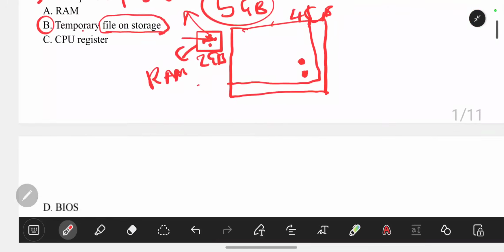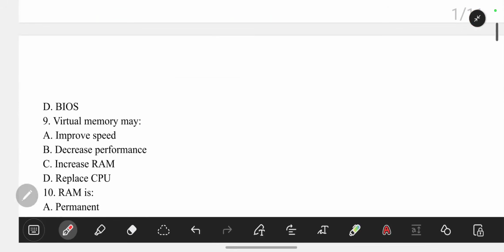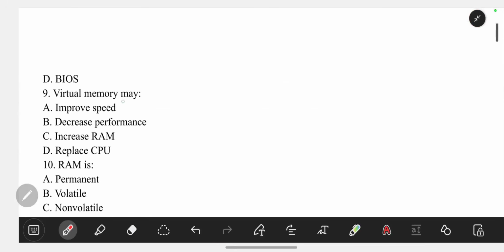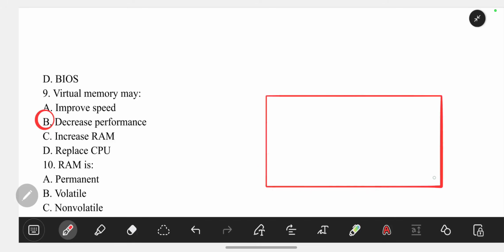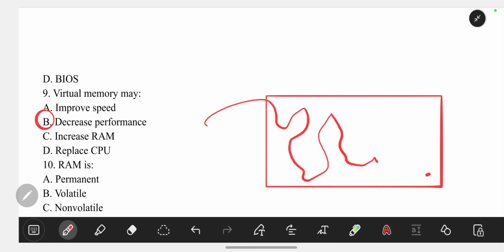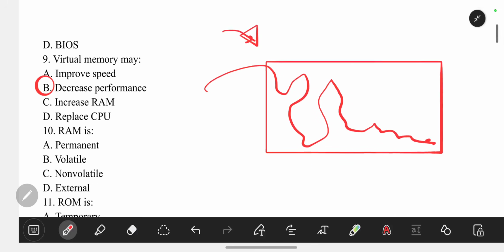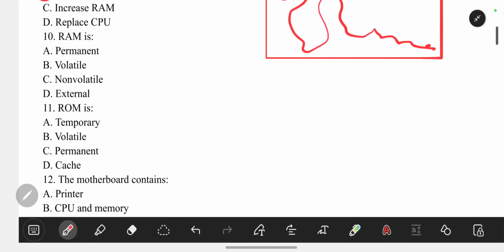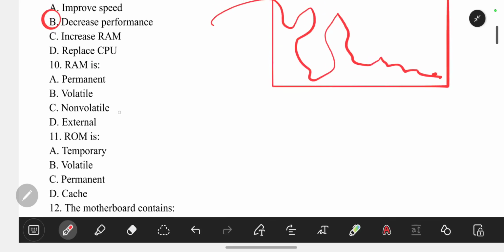Moving on to our 9th question, it says that virtual RAM may. So the virtual RAM, just as I have said, is able to decrease performance because you have a bigger space which you require to access data, and it will take time to look for that data. But if it is in RAM, which is the smaller space, you can gain access to that information quickly.